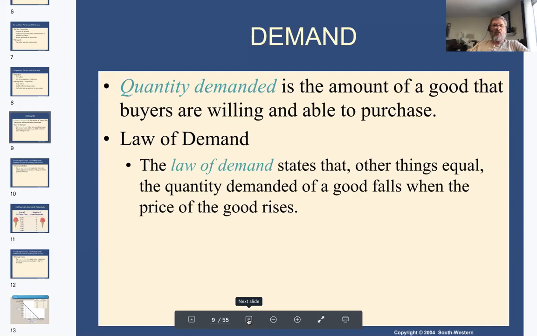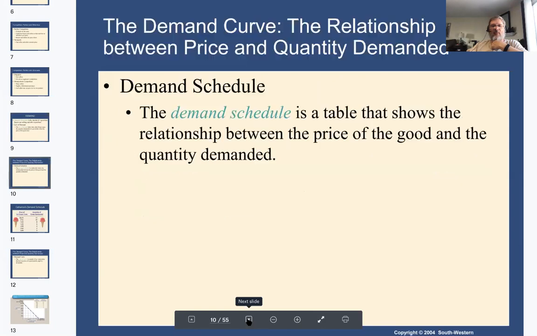That relationship is characterized by the law of demand, and it states that other things being equal, the quantity demanded of a good will go down. You get less purchases, right? Consumers will buy less when the price of the good rises, and it works in the opposite way too. If the price goes down, then the quantity that consumers will purchase will go up.